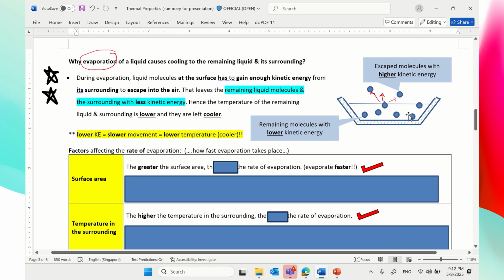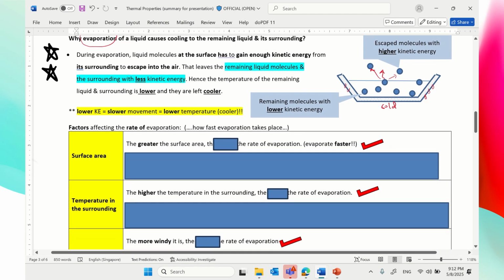In fact, if these liquid molecules leave very fast, that means evaporation is very fast. If the rate of evaporation is very fast, the bowl will become so cold that you will see condensation happen at the side, because the surface is very cold.